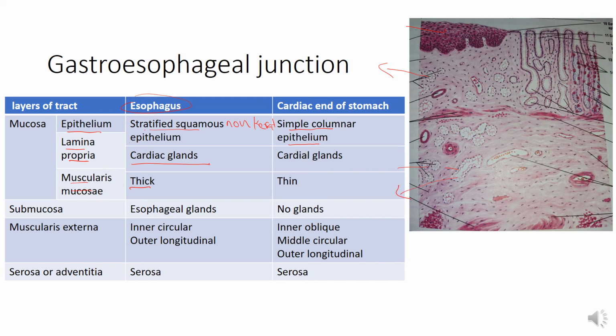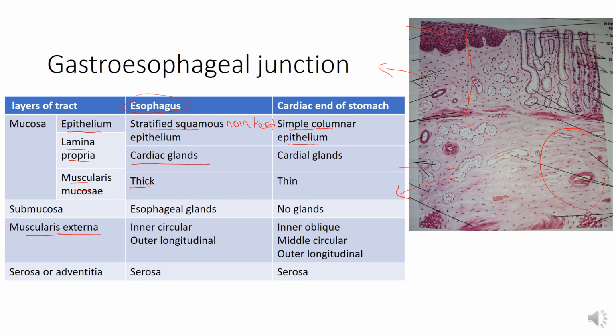In submucosa, you can see again the esophageal glands here, and no glands in the submucosa of stomach. So why are there esophageal glands in the submucosa of the esophagus? Their ducts are opening up into the surface. Now these glands are present to prevent the damaging effects of the acid, which is refluxing back into the lower end of the esophagus when the esophageal sphincter opens up and the food is going inside the stomach.